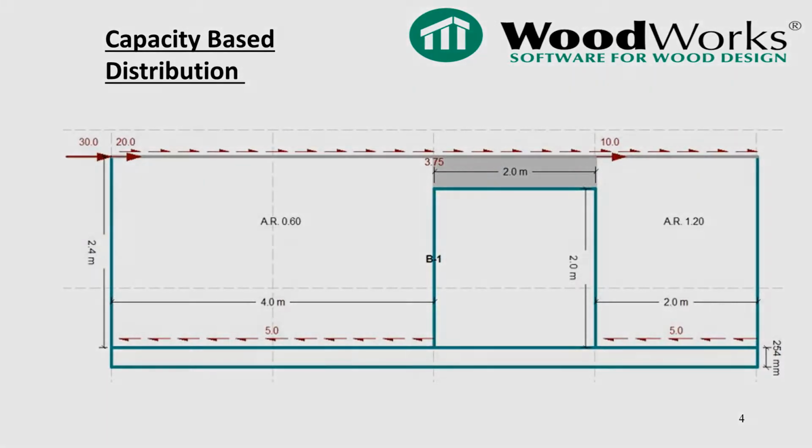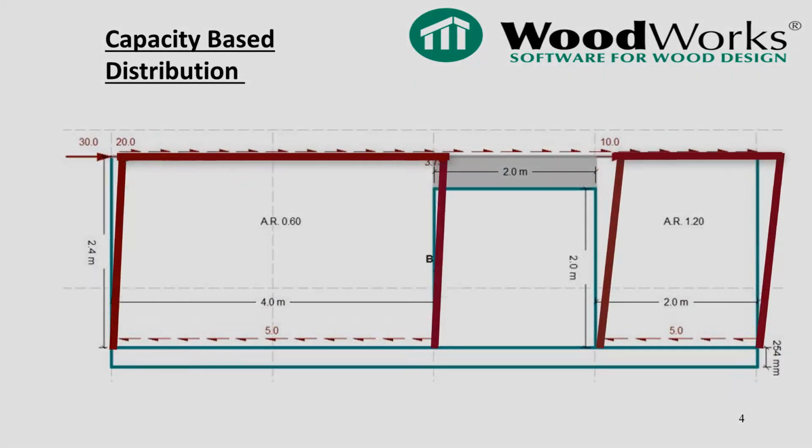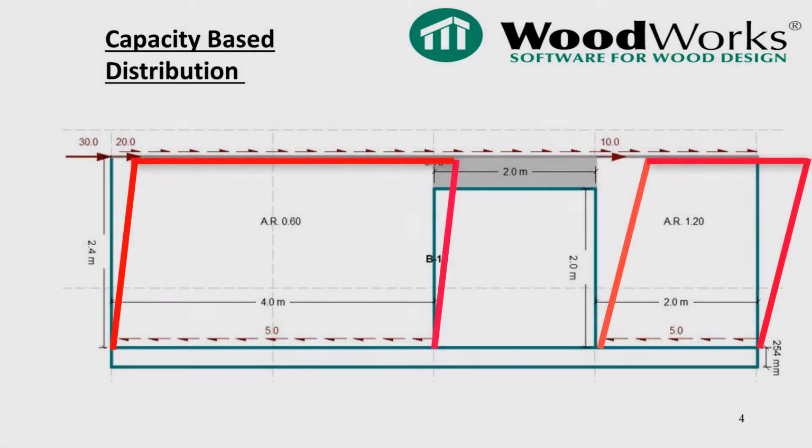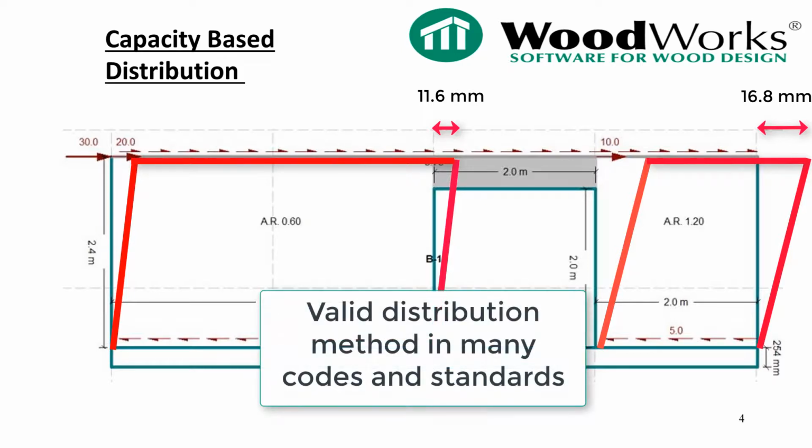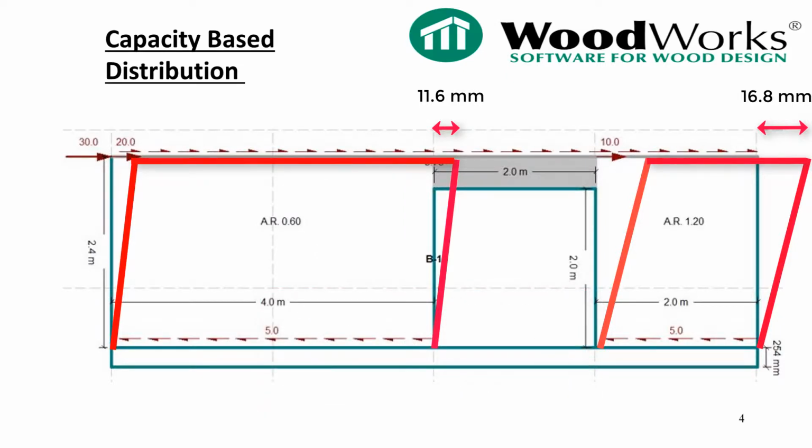Using these deflection results from shear walls, the red lines in this figure represent the deflected shape of the shear line. Remember, in reality, we would expect a shear line to deflect as one unit, with each segment deflecting equally, but this doesn't always occur. Even though the deflected shape may not be 100% realistic, using capacity-based distribution is considered a valid distribution method in many codes and standards, including CSA 086.